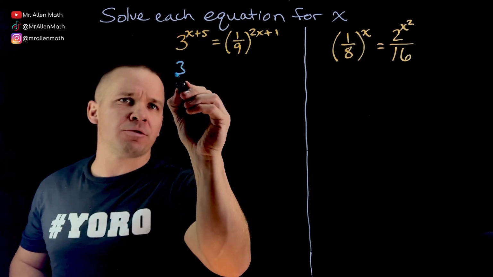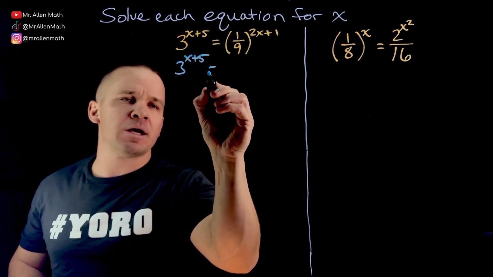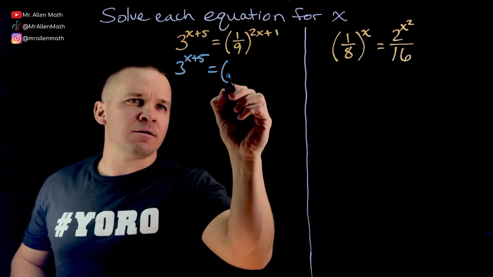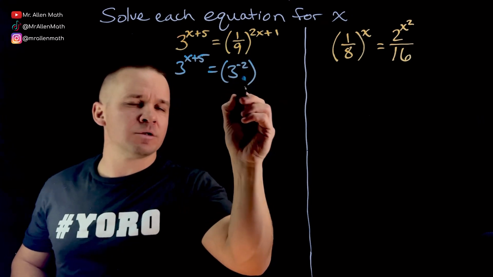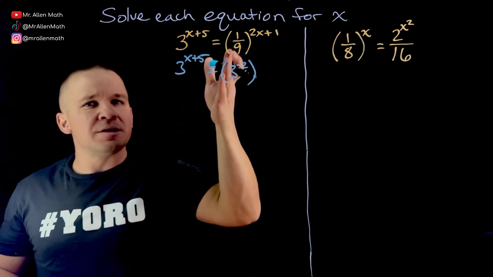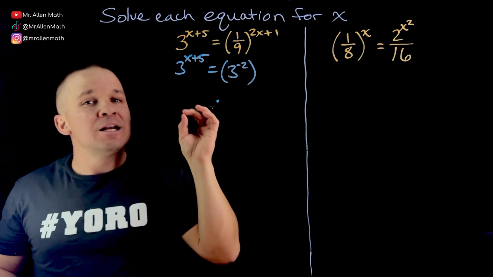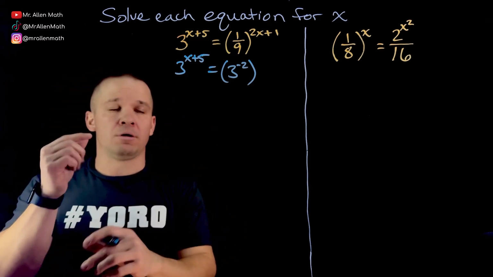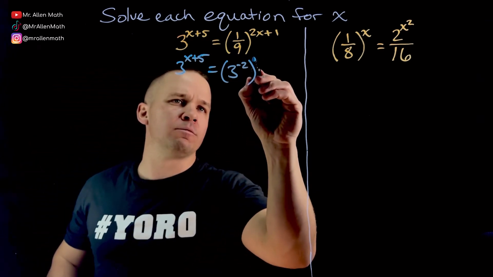Here's what I mean. So we got 3 to the x plus 5. I'm going to leave that. But 1/9 could be 3 to the negative second. Let's think about our exponents. 3 to the second is 9. Negative exponents cause the reciprocal. I get 1/9.